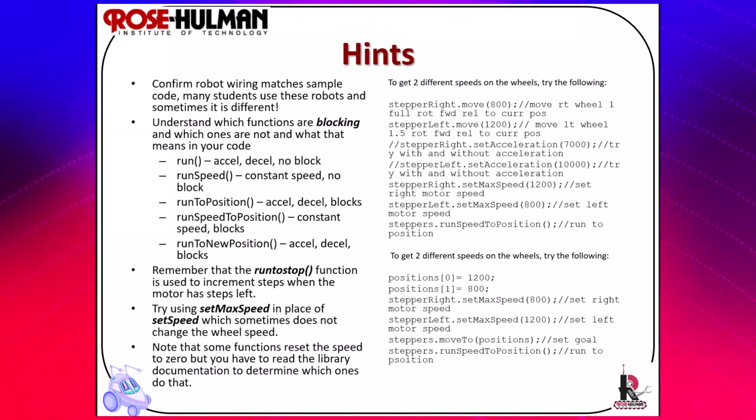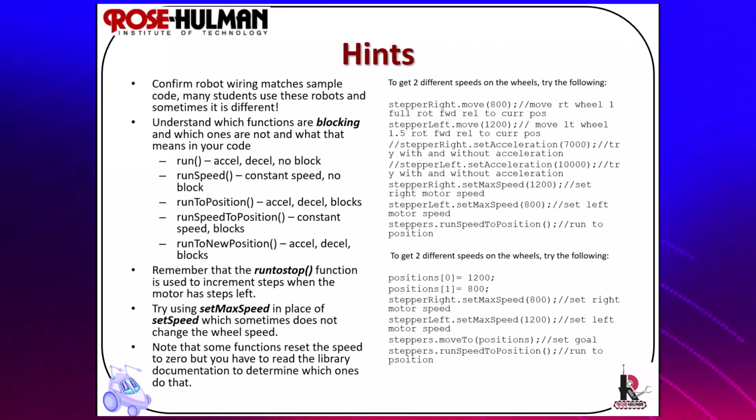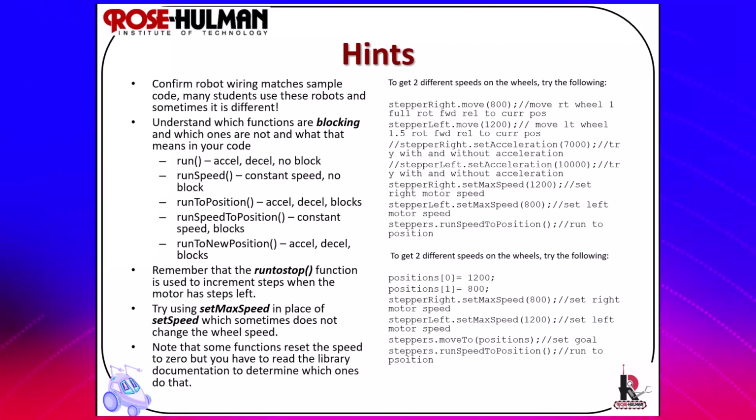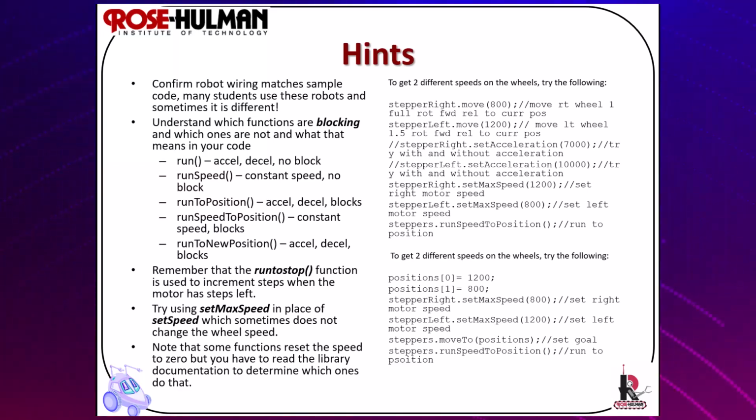Another way to implement turn or circle is to set two different positions like 1200 and 800, set two different speeds, and then use run to and run speed to position. There are more ways to do this. Here are just two examples. Use the library and the sample code to figure out other methods to do this.